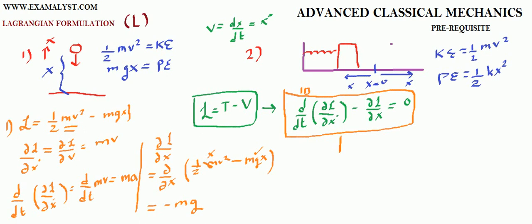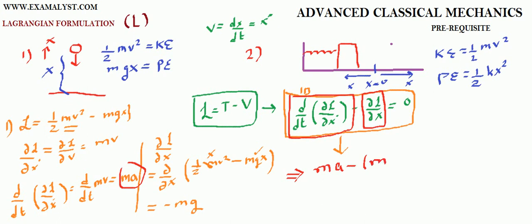Now apply the Lagrangian equation of motion. So what is the first term? The first term we get is ma. So what is this term? This term is now in our case ma minus, what is this term? Del L by del x. In our 1D object when it was falling down, it is minus mg. So minus mg equals to 0.